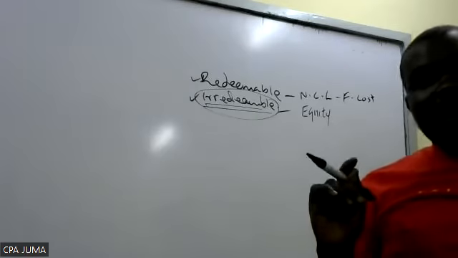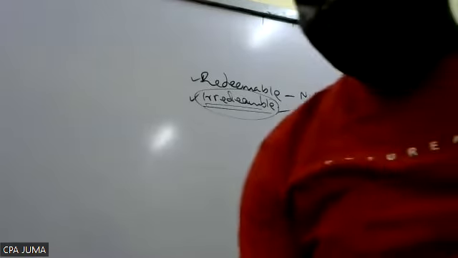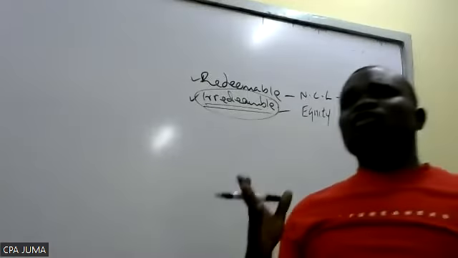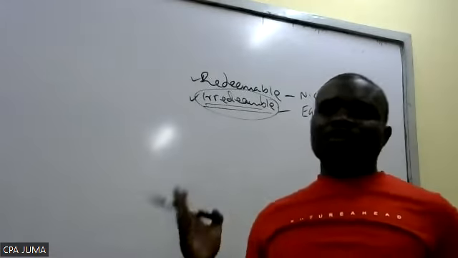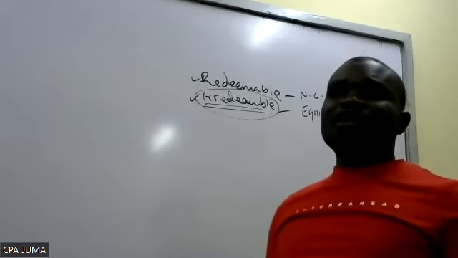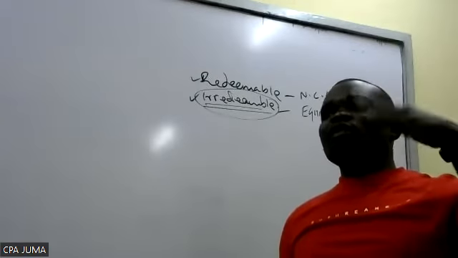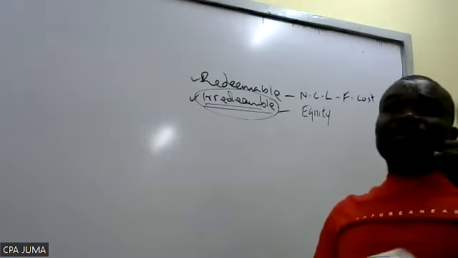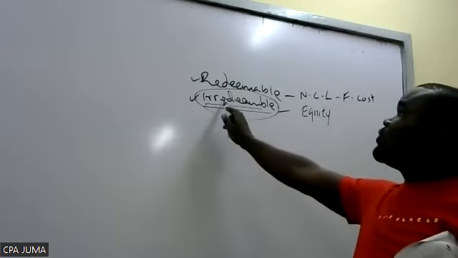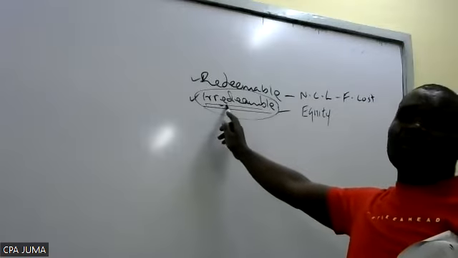So the reason why I've stopped there: when we want to get PAUS, the profit attributable to ordinary shareholders, we take the PAT, then we subtract preference dividends. You need to know that preference dividend, we always subtract it from this one, irredeemable.